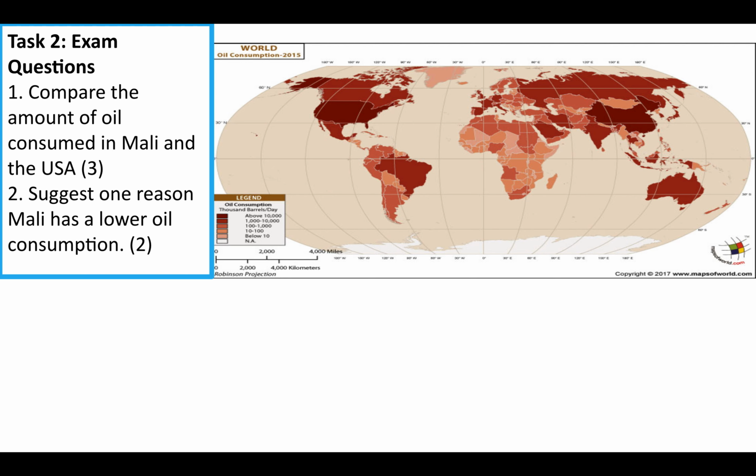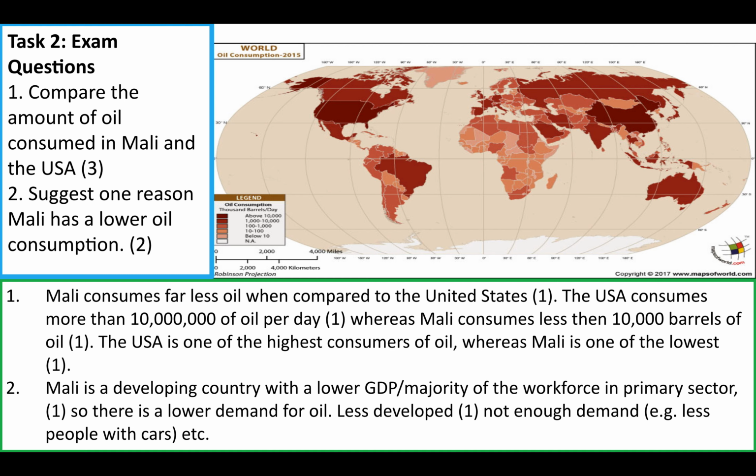Okay, so we're going to look at some answers then. And our answers can be quite varied, but they do need to make specific reference to the map. So your first point should of course have been that Mali consumes far less oil compared with the United States. Mali over here, the United States over here. Okay, so that's your first point. Got your first mark. You notice that on the map, this is way lower than this one. And it's lower, we know, because it's a choropleth map and the scale tells us so.